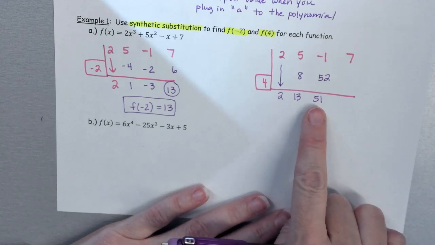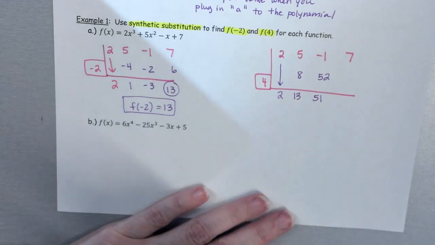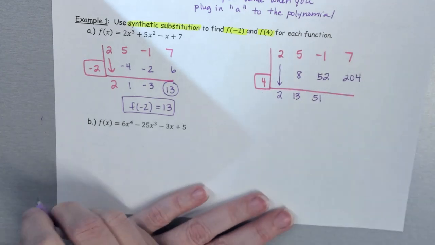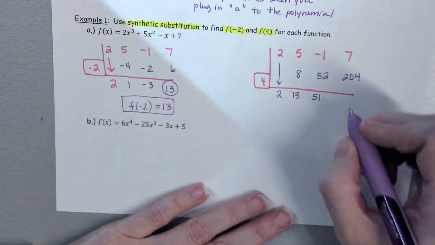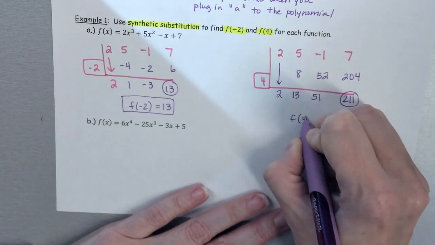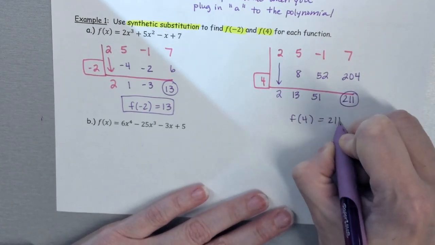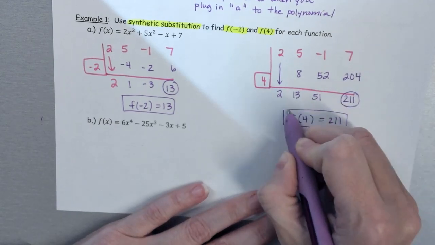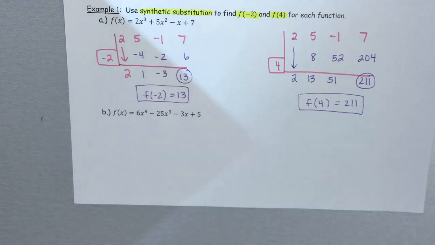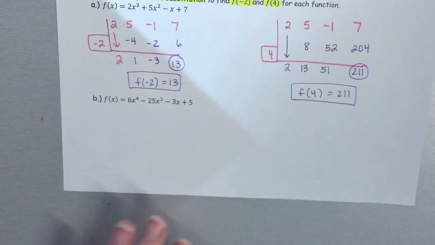So I would do 50 times 4 and then 1 times 4. And that will give you 204, right? Okay, so 204 plus 7 is 211. So then you have f of 4 is equal to 211. Okay, this is function notation. So f of the input is equal to your output. All right, and then part B has the same direction.